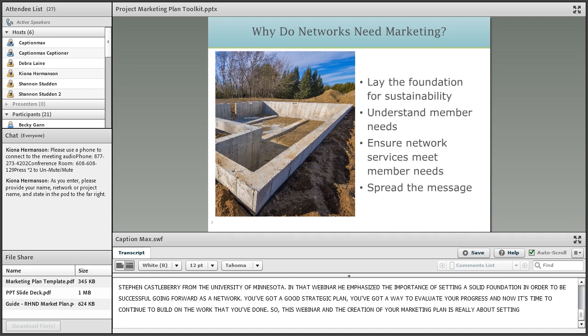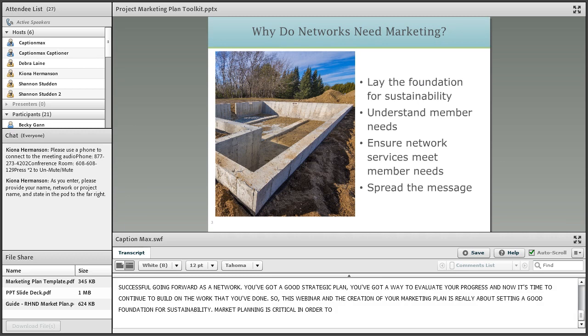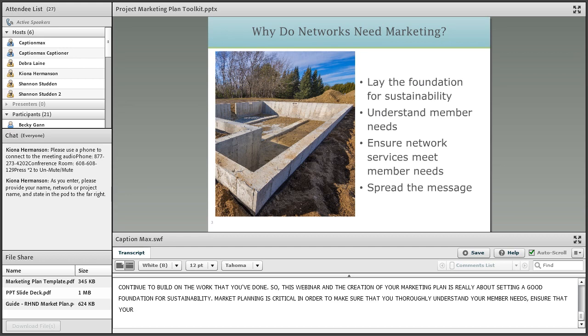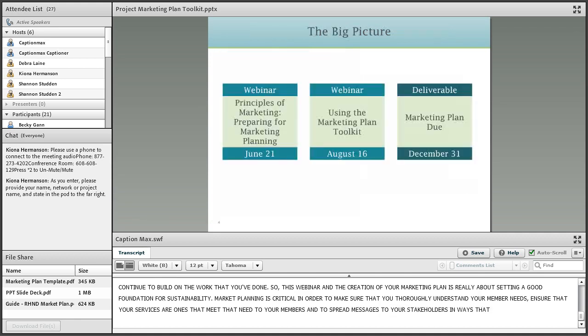Market planning is critical in order to make sure that you thoroughly understand your member needs, to ensure that the services you provide are ones that meet the needs of your members, and to spread messages to your stakeholders in ways that are effective and in ways that are meaningful to them.